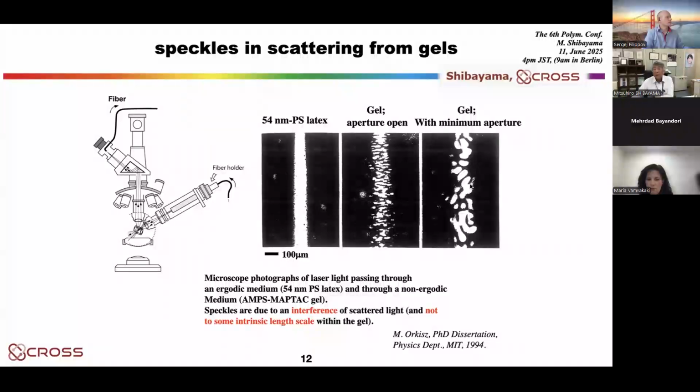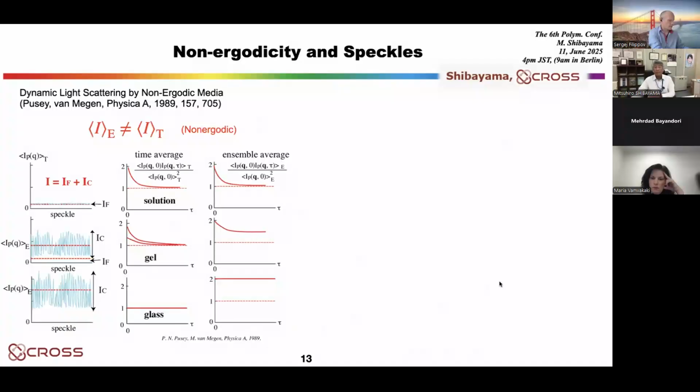So this clearly indicates this is not a time-spatial variation of the concentration fluctuation. This comes from the interference of scattered light, and not from some intrinsic length scale within the gel. So this is the important part. This is a result of a reflection or diffraction pattern. Speckles are due to an interference of scattered light and not to some interesting length scale within the gel.